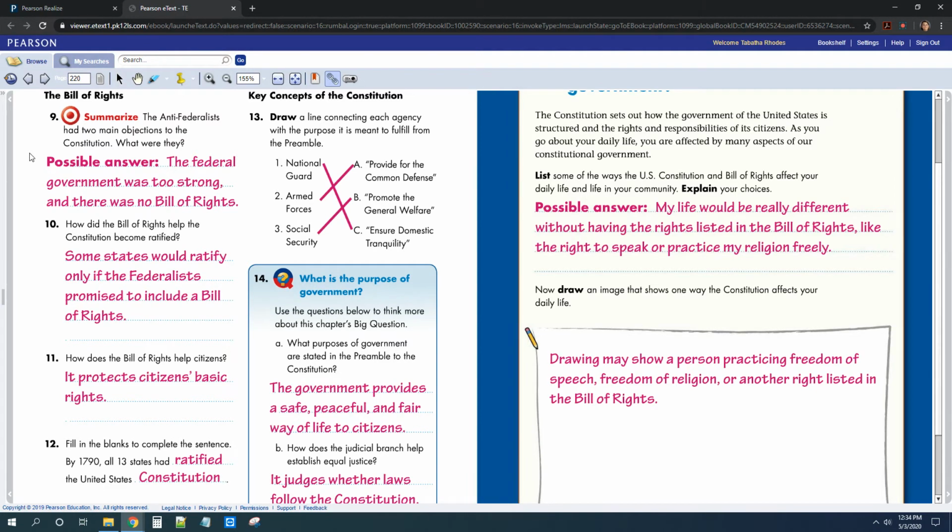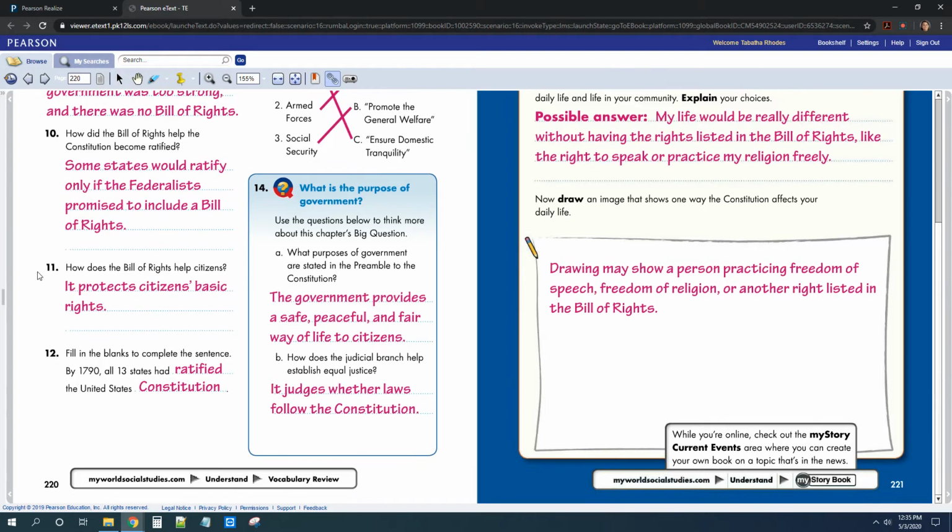Okay, so that's basically why the Bill of Rights got added, because a lot of states said, look, we're not going to ratify this until you protect our rights. All right, number 10, how did the Bill of Rights help the Constitution get ratified? Well, basically the states said, we'll only ratify this if you include the Bill of Rights. If they hadn't included the Bill of Rights, the Constitution may not have ever passed. So it was really important that they added that to make those states that were a little worried about it happy.